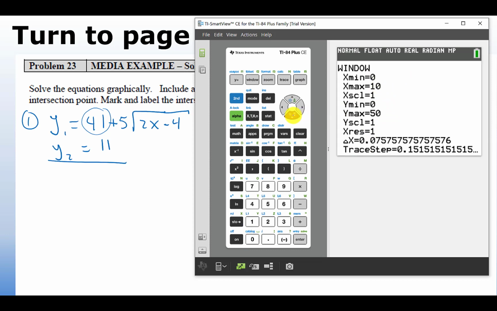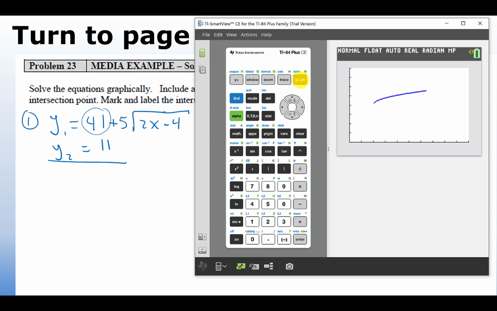Let's make the y's go even higher. Let's say 80. And I'm going to count the y's by tens. And then graph. All right, definitely I'm seeing the expected square root graph in blue there. And I'm seeing y equals 11 here, but I'm not seeing any point of intersection. What is going on here?